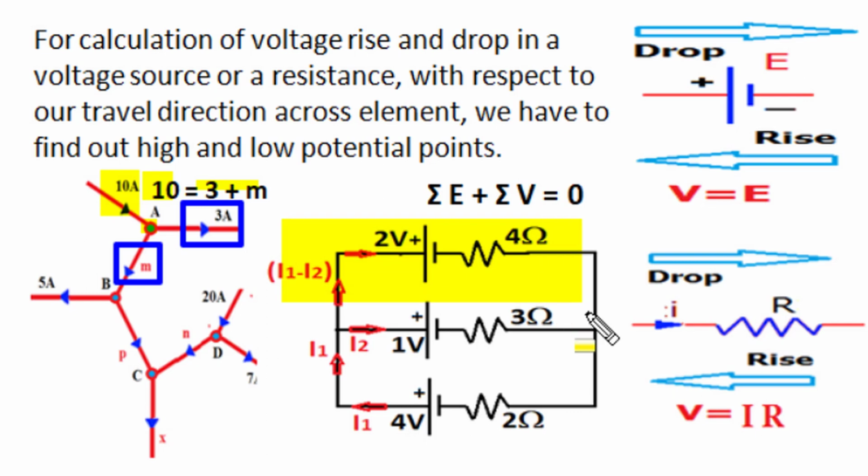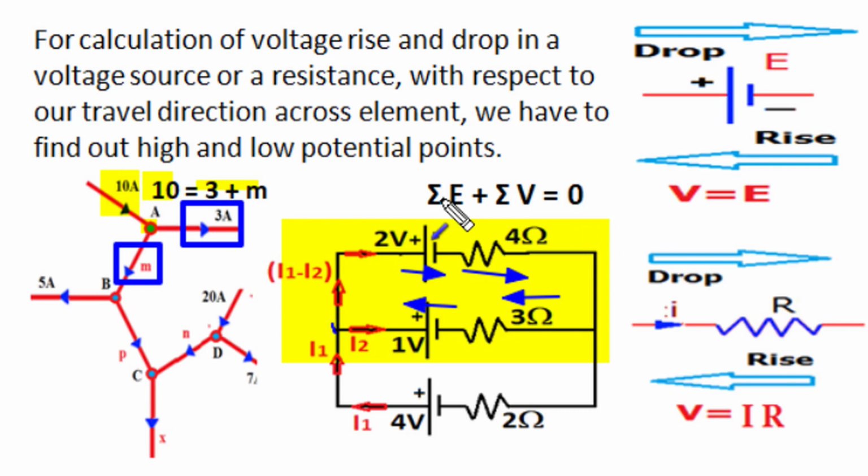Similarly, when we are applying Kirchhoff voltage law in a loop or a mesh, we have to start our travel from one point in a mesh and move across all elements and come back to the same point, and on the way, whether the elements are EMF sources or resistances, we have to make summation of EMFs and voltage drop in resistance, and the algebraic sum of all those voltages is 0.